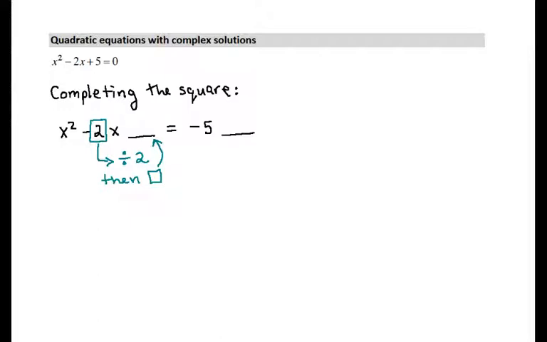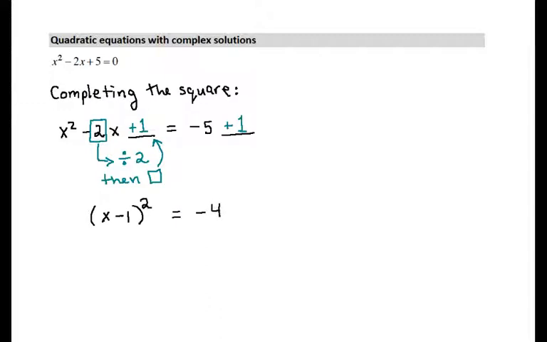So 2 divided by 2 is 1. 1 squared is 1. And the magic of doing this is that my x squared minus 2x plus 1 on the left-hand side is a perfect square. It's equal to x minus 1 quantity squared. On the right side, I have negative 5 plus 1, which gets me negative 4.